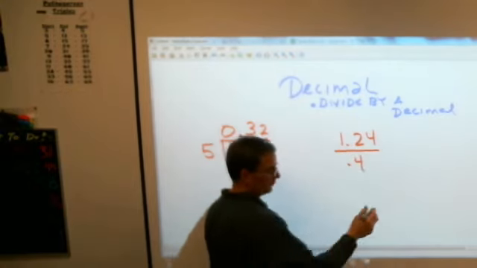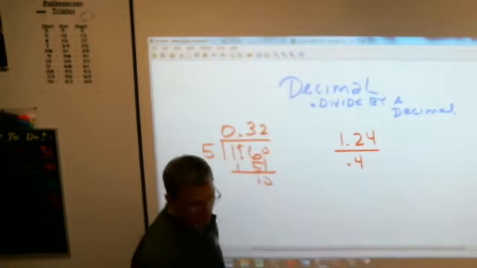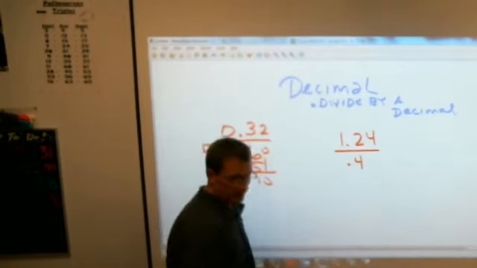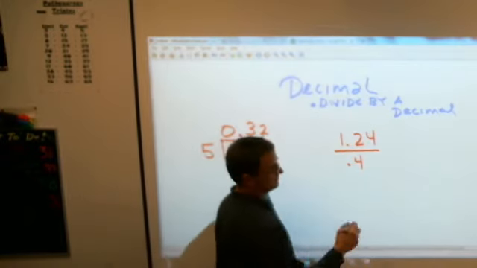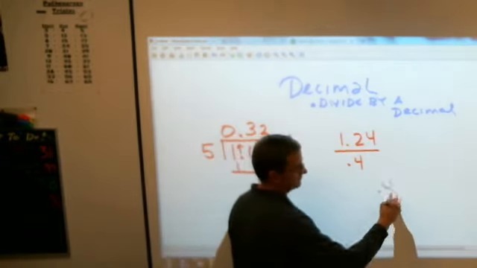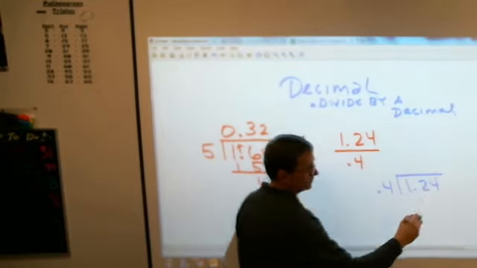Okay, if we write this out as a division problem, where do the things go? What goes on the outside, what goes on the inside? Ronnie, what goes on the outside? 0.4. The 0.4. On the inside goes the 1.24.